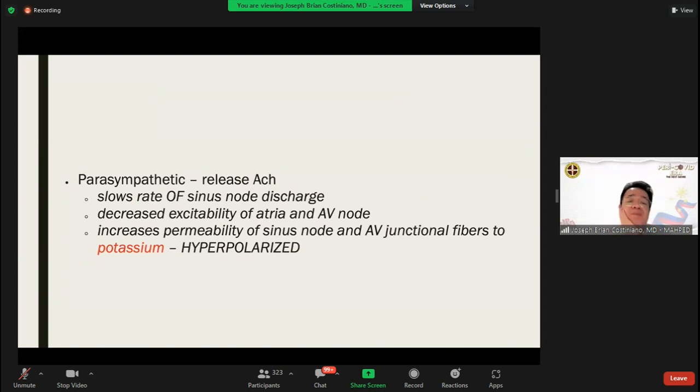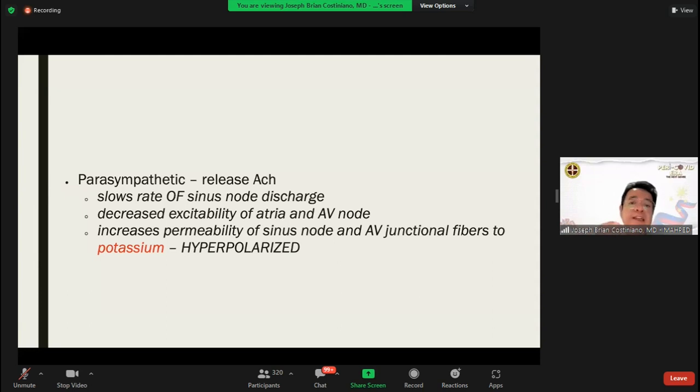Okay, so how does your parasympathetic slow down the cardiac output and the heart rate, no? So it exerts its effect through the release of your acetylcholine. This acetylcholine will slow the rate of your sinus node discharge and decrease the excitability of your atria and your AV node. Plus, it increases the permeability of your sinus node and your AV junctional fibers to potassium, causing hyperpolarization. Hyperpolarization means relaxation.